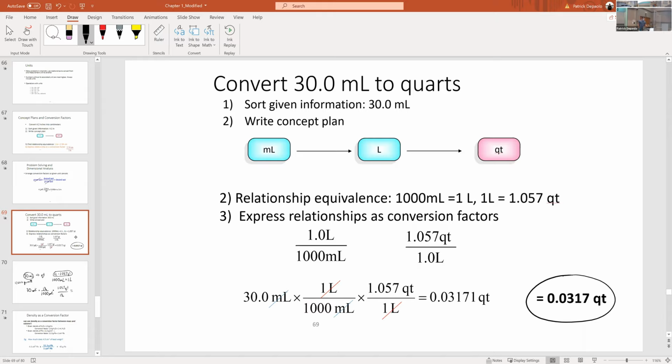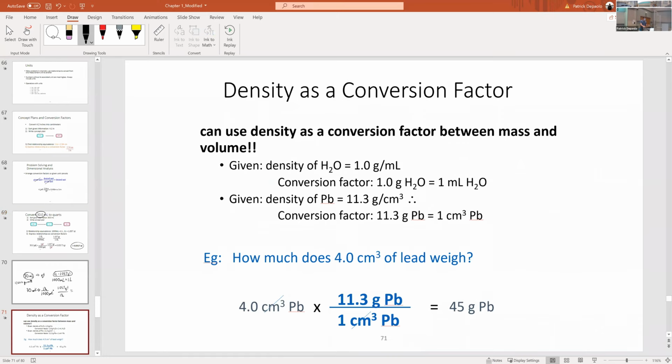The answer is in 3 sig figs. The reason is that our question asked us to convert 30.0 milliliters into quarts, not just 30, it's 30.0. So 30.0 has 3 sig figs. Any questions on that? No? Okay, so let's do a more difficult one.